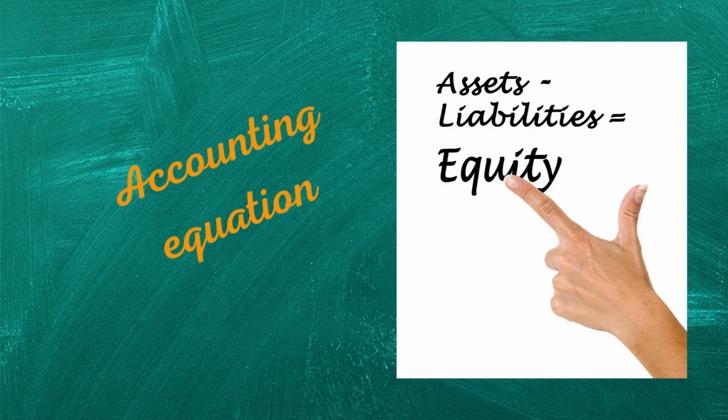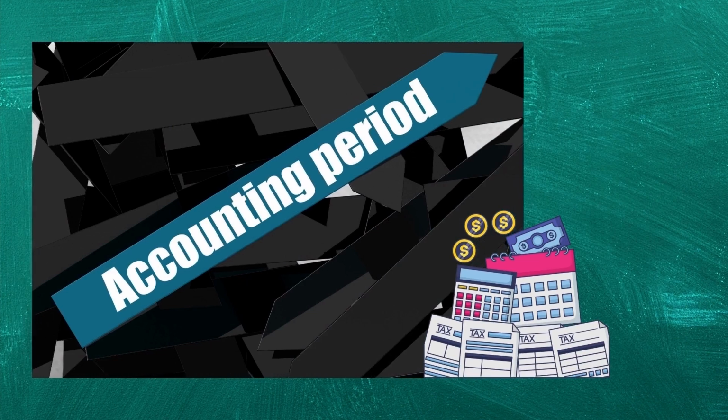Now you have to remember this. If math has an equation, accounting also has an accounting equation. So the accounting equation is assets equal liabilities plus equity, or assets minus liabilities is equal to equity.